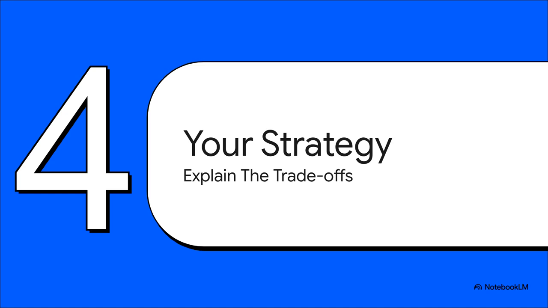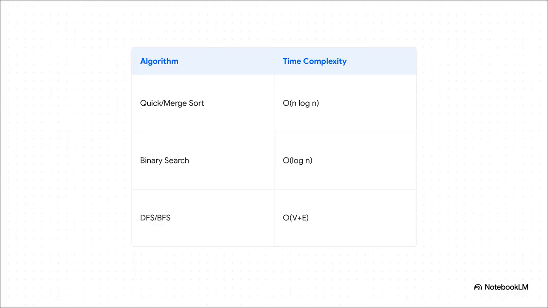Okay, we've covered a bunch of tools. But here's the real secret, the skill that's going to make you stand out in that interview. It isn't just knowing what these tools are. It's knowing why you're picking one instead of another. And this right here is the language we use to talk about performance, big O notation.